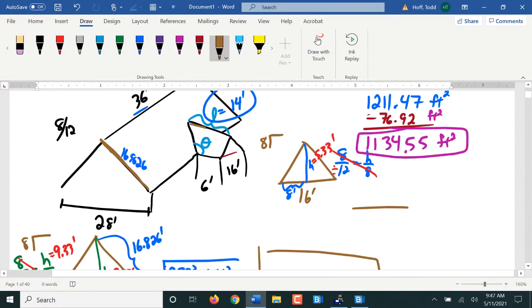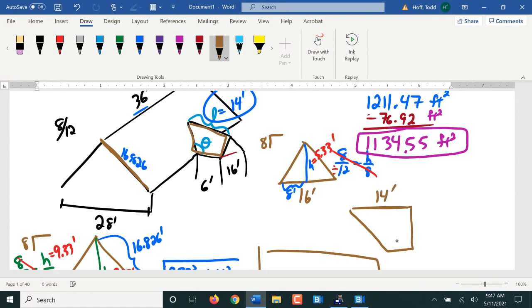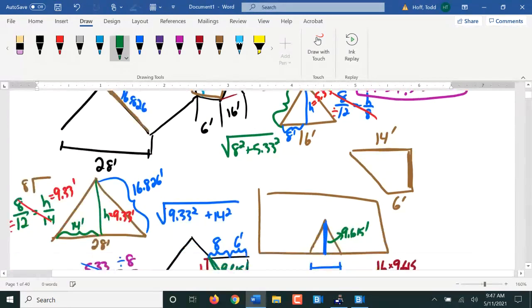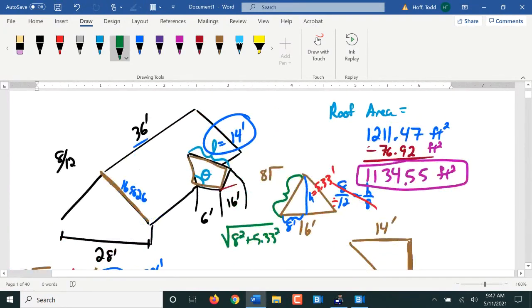If I look at this side here, this is 14 feet, this is 6 feet. This is the slant. That would be this slant here, where I already did that same calculation. That length is going to be the square root of 8 squared plus 5 1/3 squared. Comes out to be 9.615 feet.